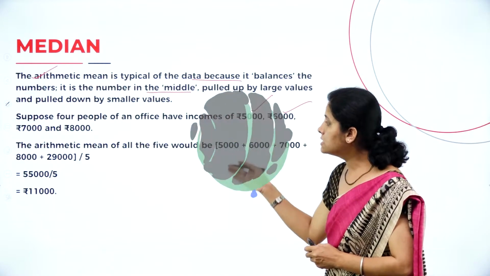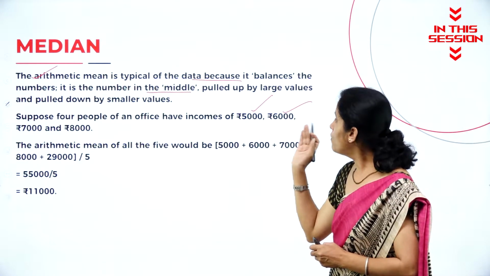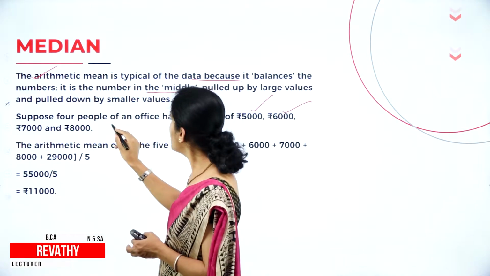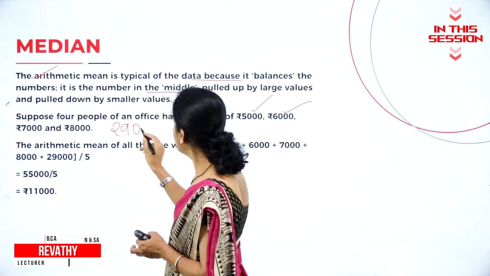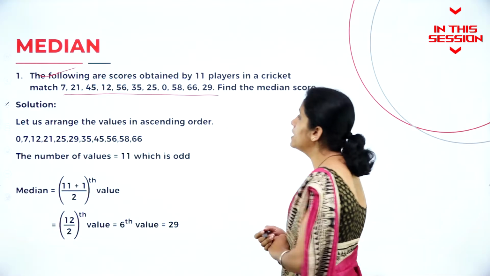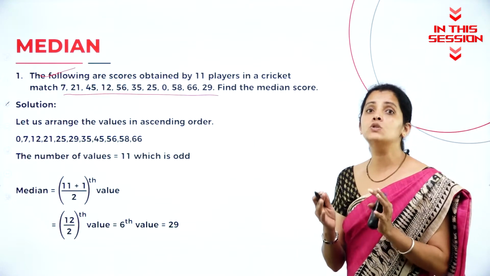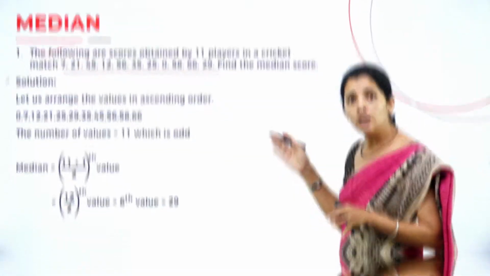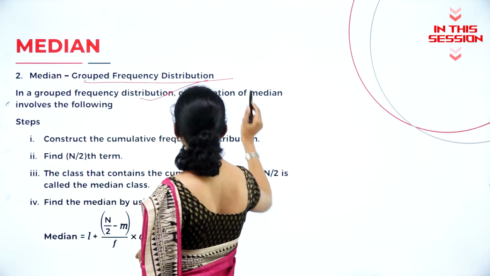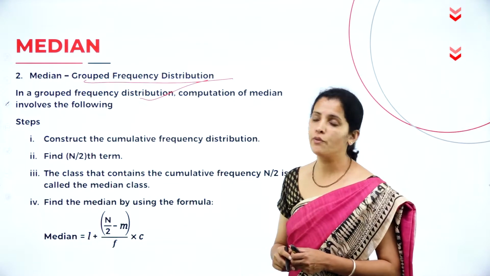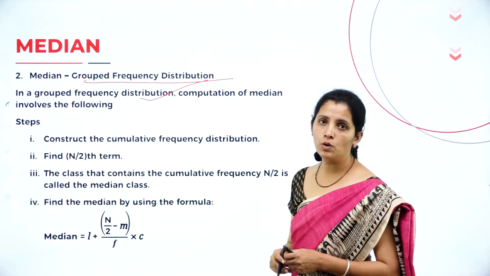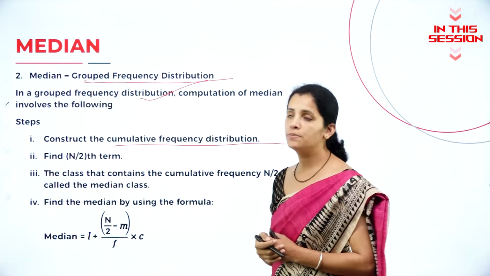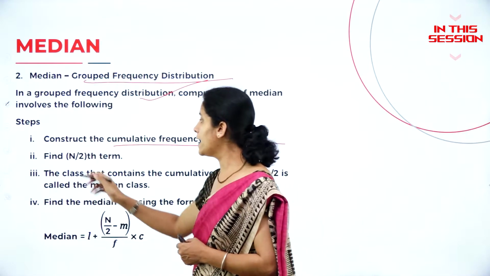If I consider this example, I have only 4. Now what I will do, I'm going to add one more employee salary. Say it is 29,000. If I consider the scores, all the scores are scattered. Now, in the grouped frequency distribution, computation of median involves the following steps. First, I want to calculate the cumulative frequency distribution and I have to find out n by 2.